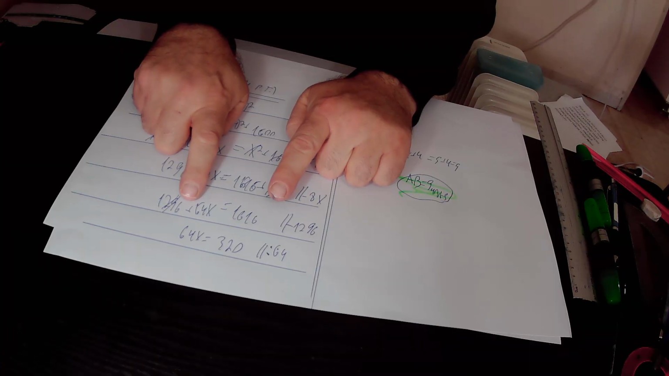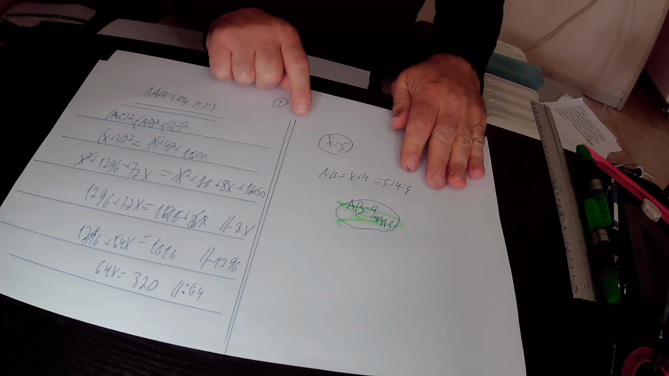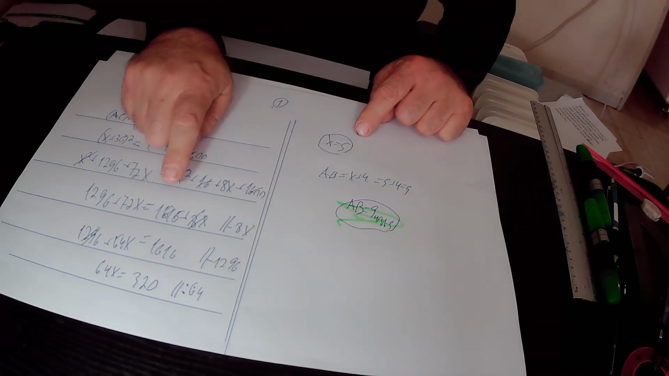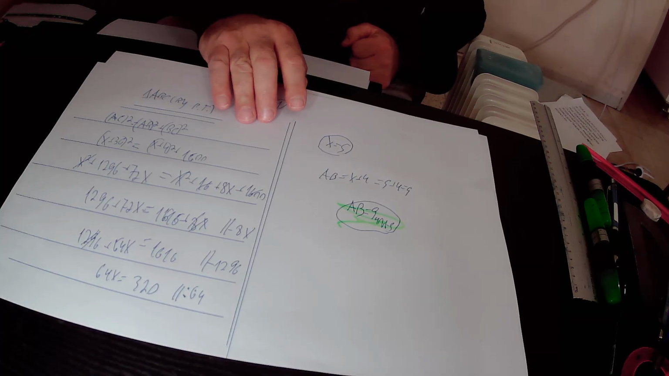Here we divided this equation by 64 and finally found that X equals 320 over 64, which is 5. So X equals 5 units in length.